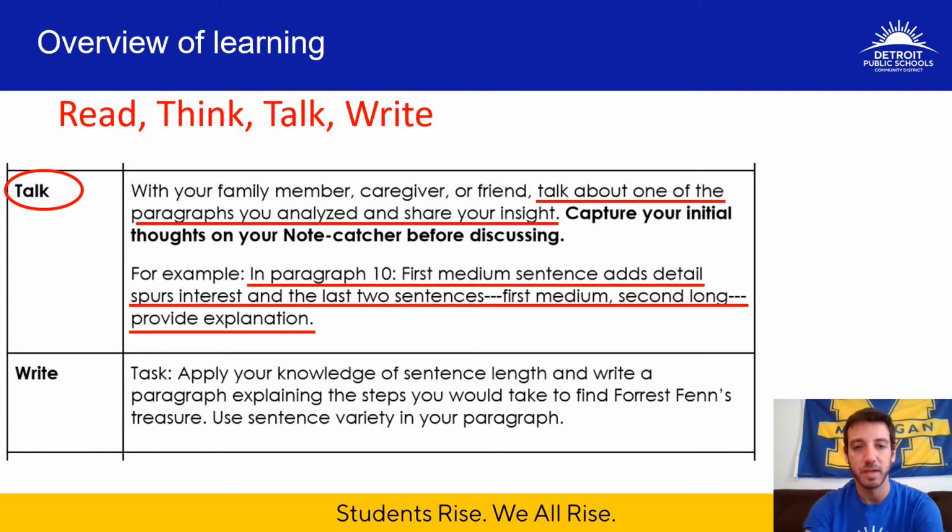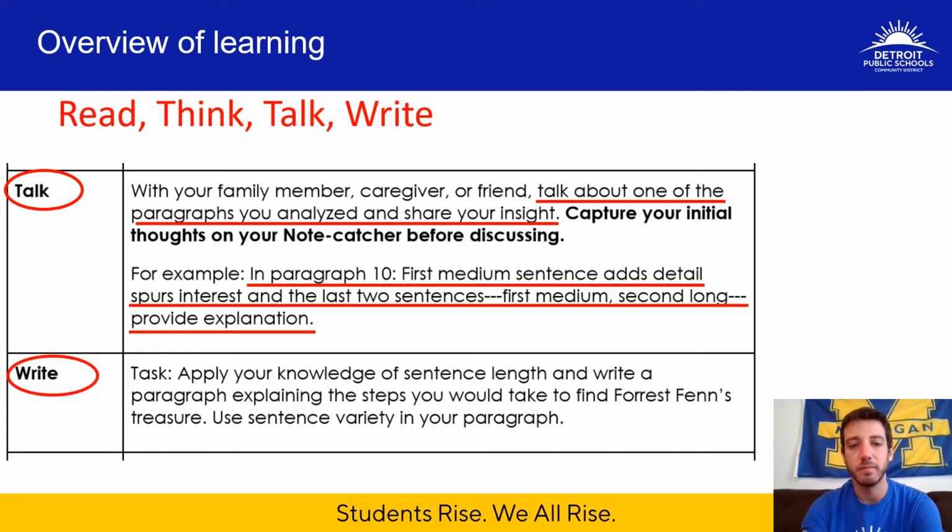Here's an example. Paragraph 10 is not one of the options, so this is an example with paragraph 10. In paragraph 10, first medium sentence adds detail, spurs interest. So the first medium sentence added detail and spurred interest. And the last 2 sentences, the first was medium, second was long, and they both provided explanation to what was said before. That's an example in the most basic form of what your paragraph can look like.